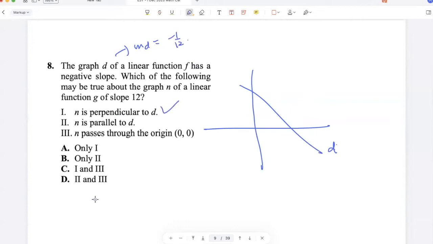So this is possible. N is parallel to D. No, that's not possible because if this has a negative slope and this has a slope of 12, they can never be equal. And N passes through the origin. Yeah, for sure, right? N can pass through the origin because that's absolutely possible. So 1 and 3 are possible.